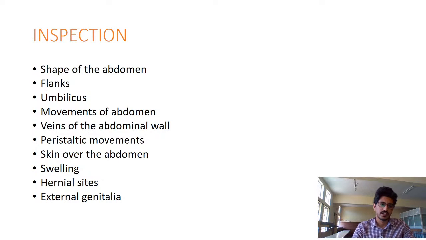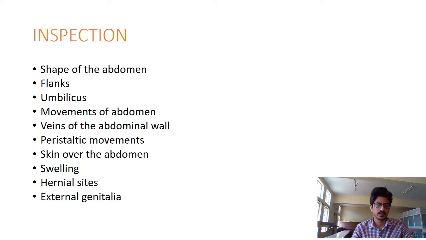Flanks will be normal without any fullness, but if the flanks are full, you have to suspect any fluid accumulation or other things. And the umbilicus: in inspection, you have to note whether the umbilicus is central, what is the shape of the umbilicus, whether it is inverted or everted, any displacement of the umbilicus from the midline position, any serous discharge from the umbilicus. You have to note down all these points.